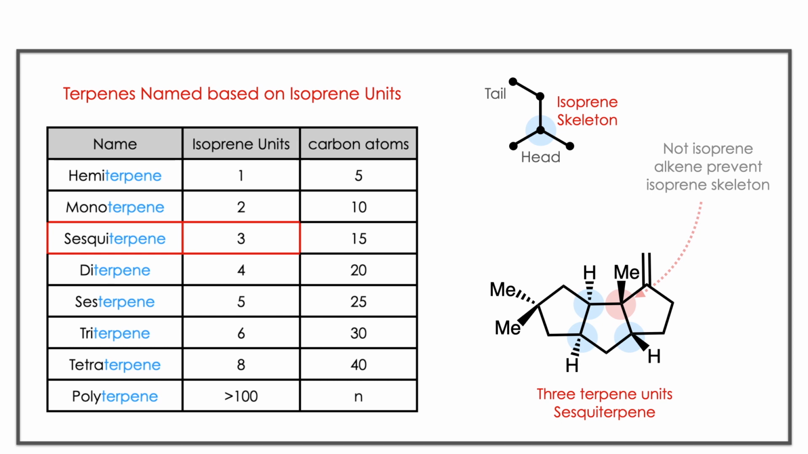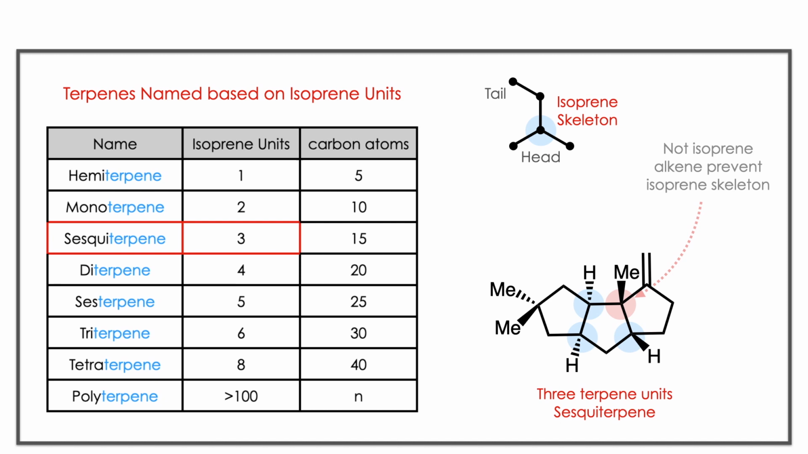If it is one isoprene unit, it is a hemiterpene. 2 means mono, 3 means sesqui, 4 means di, 5 means ses, 6 means tri, 8 means tetra. More than 100 it is poly. Normally even numbers create the di, tri and tetra. You see 2, 4, 6, 8.